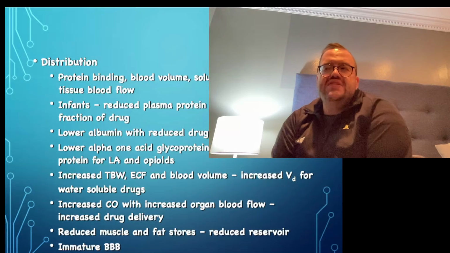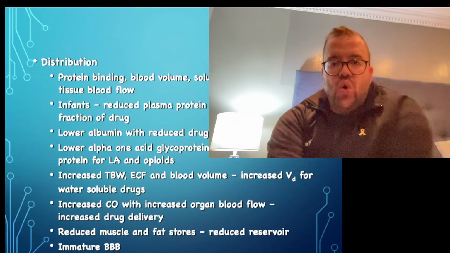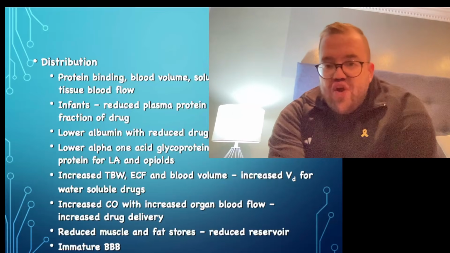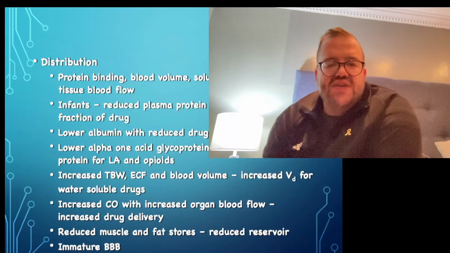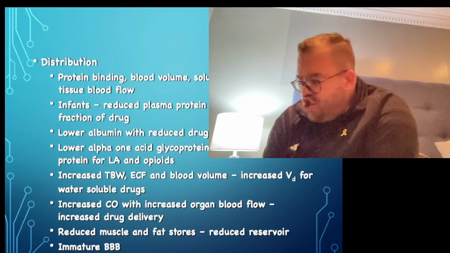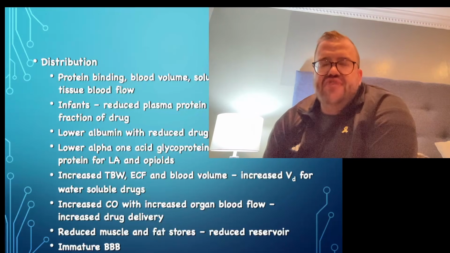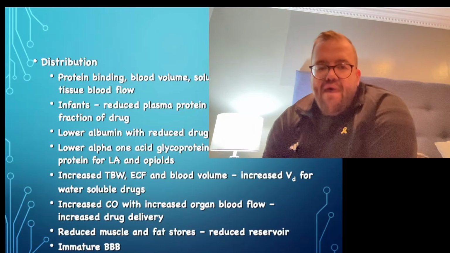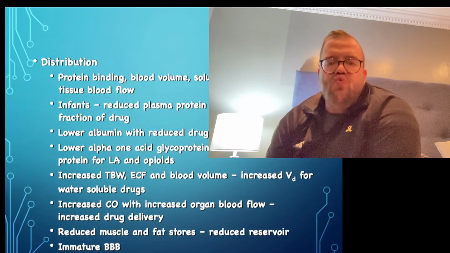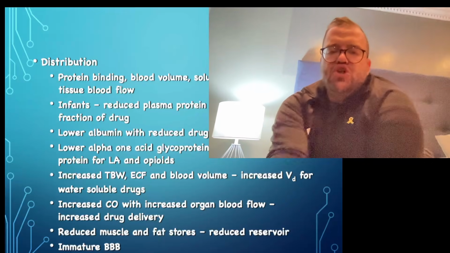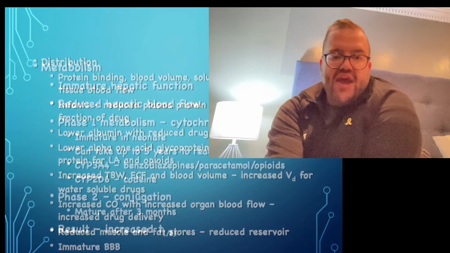And that is why neonates and infants are so highly susceptible to local anesthetic toxicity, because they have got very low stores of alpha-1 acid glycoprotein. They've got an increase in total body water, extracellular fluid, and blood volume, and so therefore the volume of distribution of water-soluble drugs in infants and neonates is increased. They also have reduced muscle and fat stores and a reduced reservoir for drugs, and that immature blood-brain barrier, meaning that more drugs and larger amounts of drugs can get into their brains.